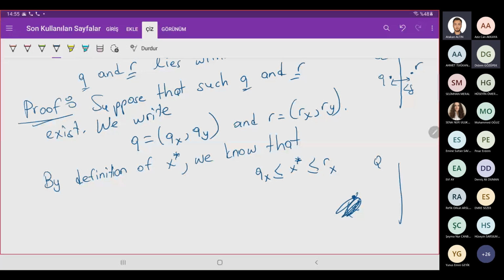And because of the definition of X star, Qx is definitely less than or equal to X star, because X star is the rightmost point in Q. And Qx is, of course, less than or equal to Rx, because Rx is in region R. We are talking about 2 points. One of them is in Q and the other is in R. So obviously Qx is less than or equal to X star, and that's less than or equal to Rx. Does everybody agree? Are there any questions here? It's because of the definition of X star.